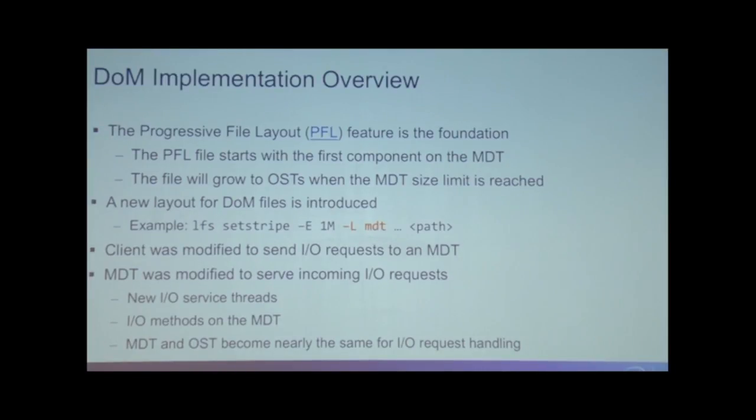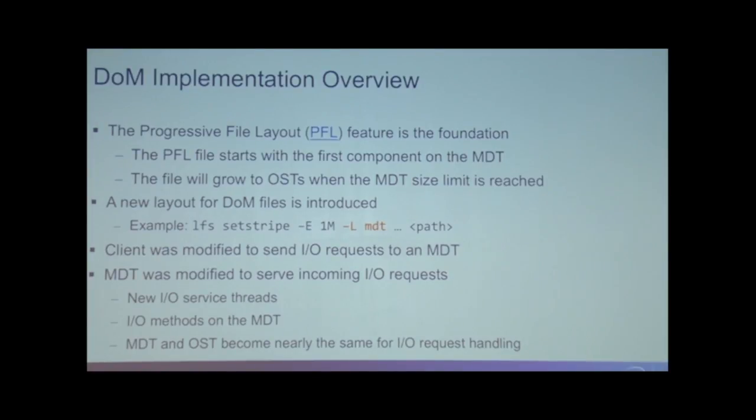As far as the implementation overview, a DOM file is simply a PFL file, where the first component resides on the MDT. And as specified, it will continue to grow on the OST when that data limit is reached. There are two types of limits, and we'll get into those as well. To do this, a new layout for Data-on-MDT files was introduced. That's the -L MDT flag to lfs setstripe.